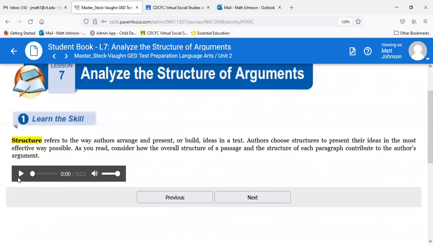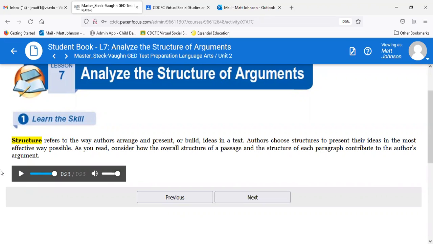And here is our audio. Structure refers to the way authors arrange and present or build ideas in a text. Authors choose structures to present their ideas in the most effective way possible. As you read, consider how the overall structure of a passage and the structure of each paragraph contribute to the author's argument.